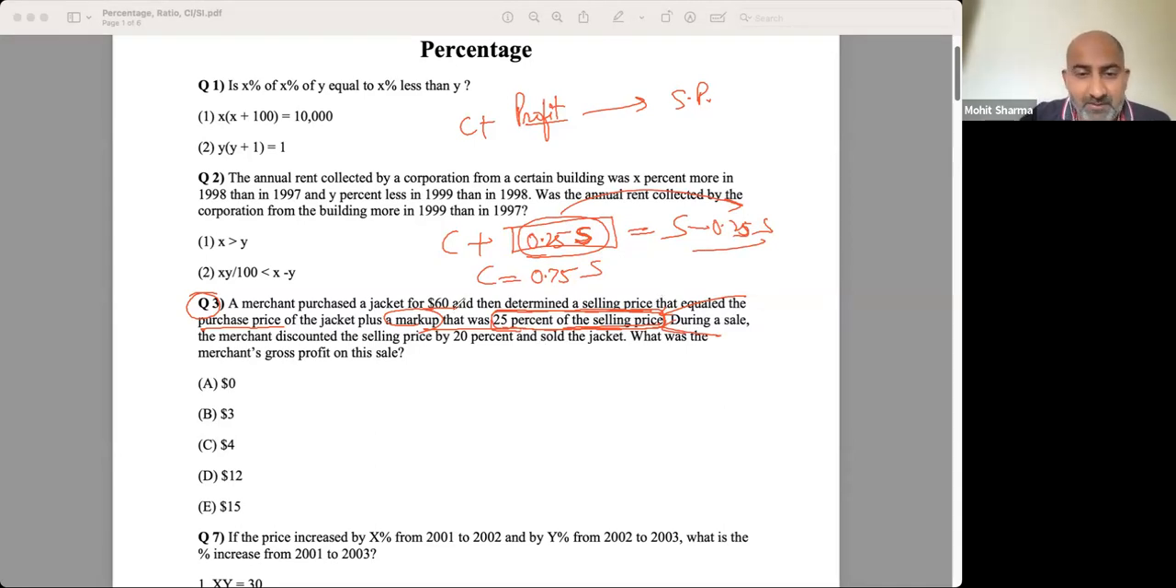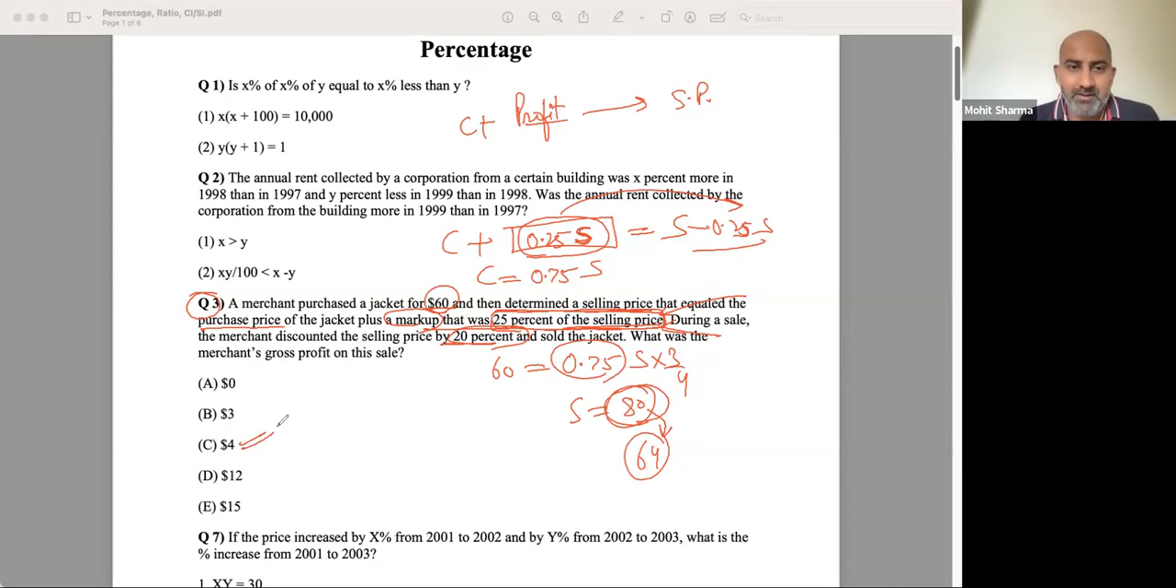Okay. So if cost price is 60, that is 0.75 of the selling price. How to do these calculations easily? 0.75 is 3 by 4. So you take it this side, and the selling price comes out to be 80. Now the selling price is discounted by 20%. So the final price at which we are selling it is 64. 20% down, 80% of 80, that will be 64. It's a $4 profit. Right?